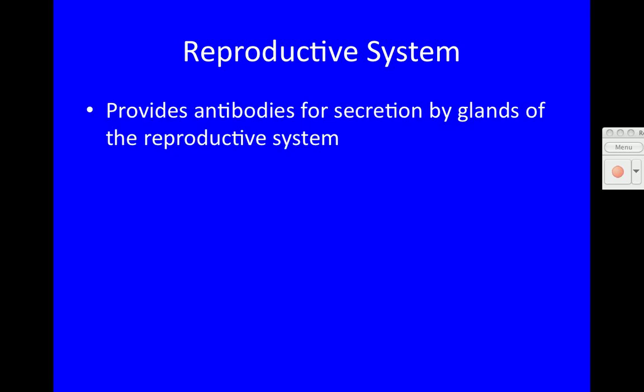And finally, with the reproductive system, there are antibodies that the glands of the reproductive system create and secrete to help protect the linings of the male and female reproductive tracts from infection. Again, because we can often get bacteria and other substances introduced into these areas pretty easily, we have to have some way to defend them, otherwise we wouldn't be able to reproduce. So these glands and the antibodies they produce are pretty critical.